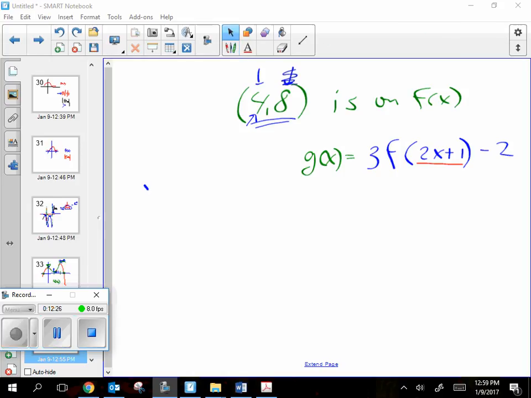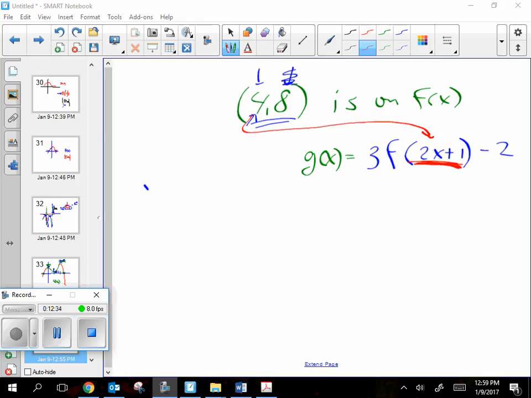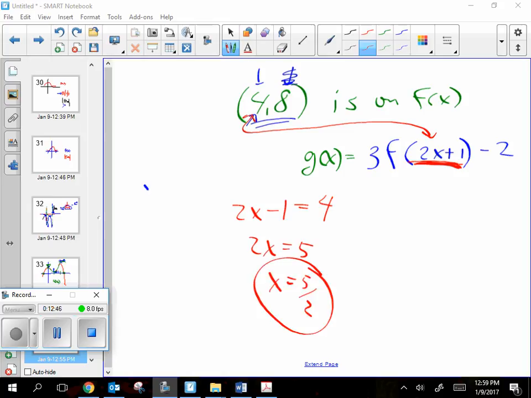Okay, let's talk it through. So you have, this is where your x goes, right? And they're saying that that's 4. So 2x minus 1 has to equal 4, and you just solve it. 2x has to equal 5, x has to equal 5 over 2. Raise your hand if you had that one right. Uh-oh.